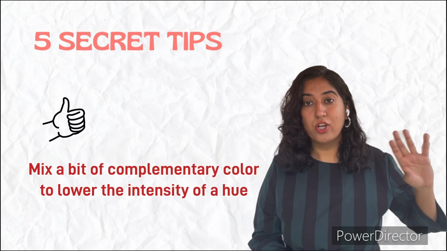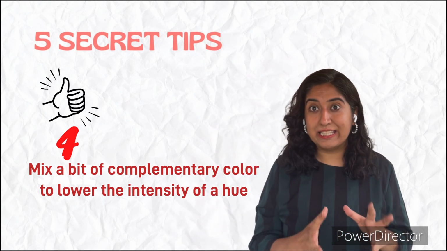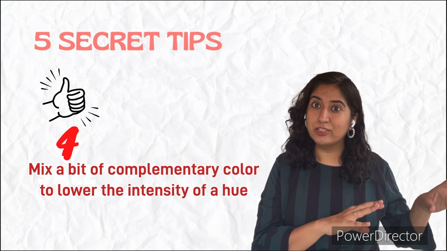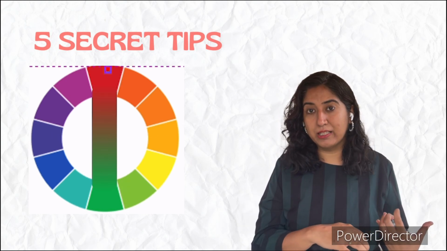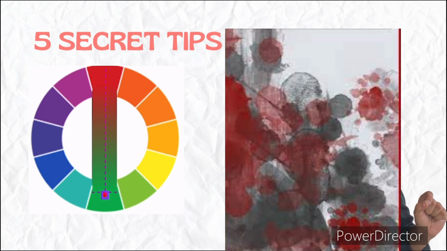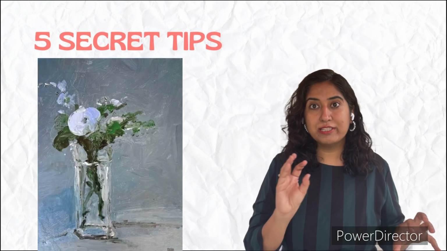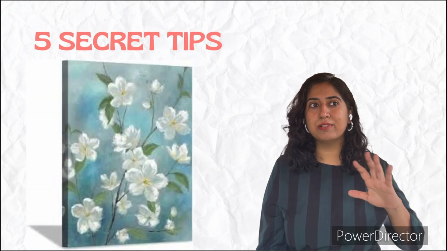Tip number 4. To reduce the intensity of any color, such as when you don't want that color to be a focus in your art and you want that color to be in the background, mix it with a little bit of its opposite color on the color wheel. So if you mix blue with a little bit of orange, the intensity of blue will come down and it will not take away the eyes of the viewer.